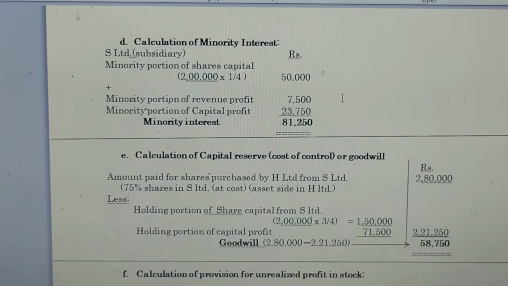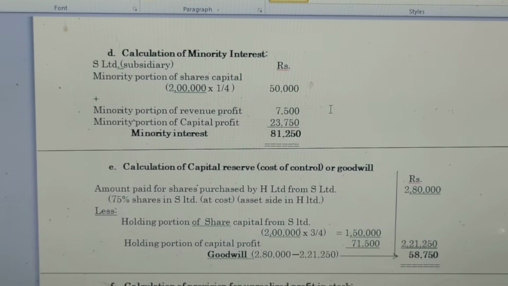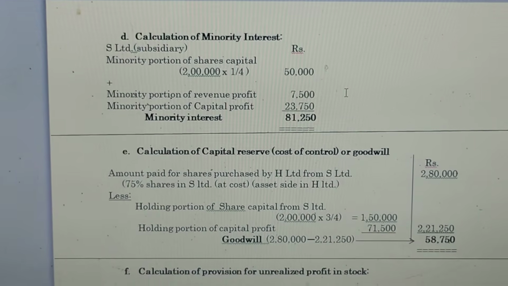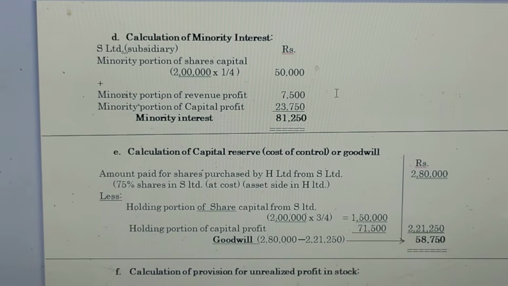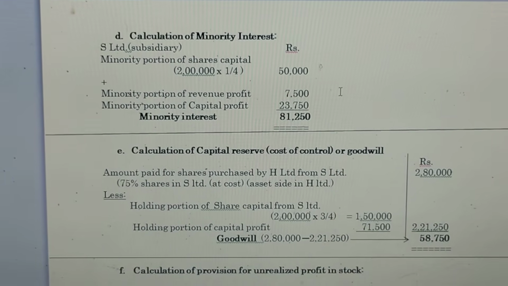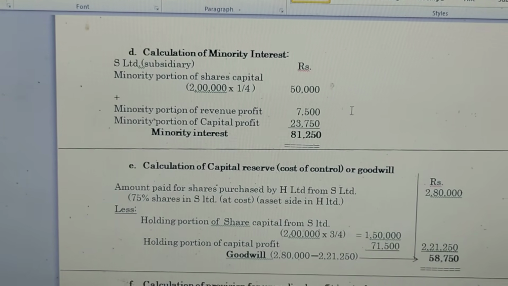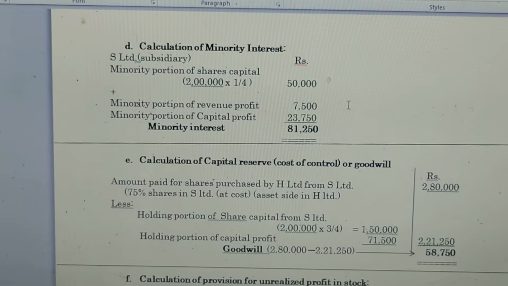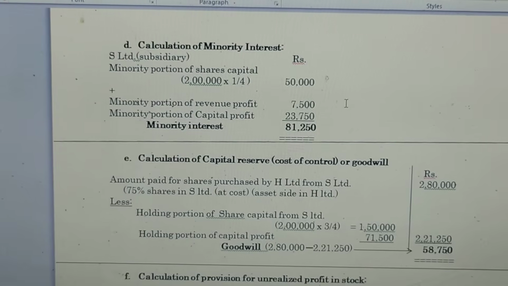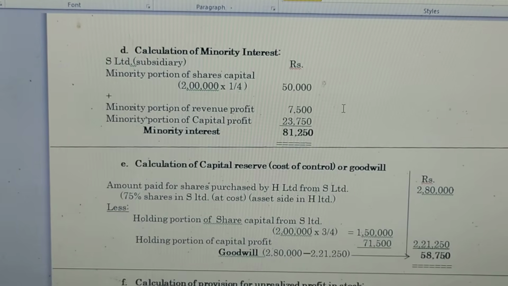And we are going to prepare the minority interest. So calculation of minority interest, S Limited, subsidiary. Under S Limited, we have to mention minority portion of share capital. The total share capital of S Limited is 2 lakhs, but we have to take the 1 by 4 portion only. So that is 50,000, plus minority portion of revenue profit 7,500, plus minority portion of capital profit 23,750. This amount we have already calculated. So the total minority interest is 81,250.